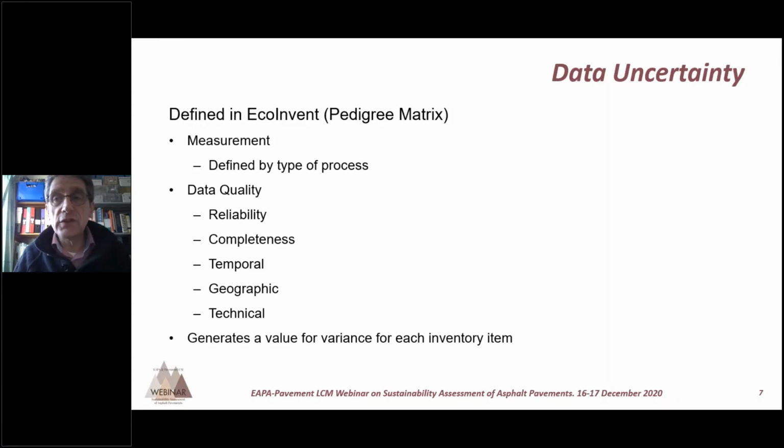So the data uncertainty is defined in 2 ways. Those based simply on the measurement, so every measurement is associated with a degree of uncertainty, and the level of uncertainty or the variance of the measurement is defined simply by the type of process. So is it a combustion process? Is it an agricultural process? And then the second type of uncertainty in the data is to do with the data quality. And this is a user-defined assessment of data quality based on those 5 data quality criteria. And depending on how you rank the data quality for those 5 components, this generates an additional variance. You add the 2 together and you've got the variance for each inventory item in your life cycle assessment.